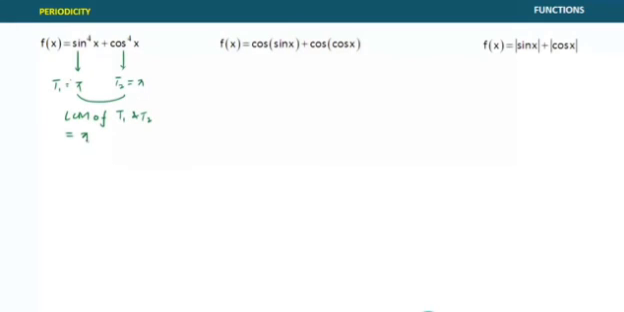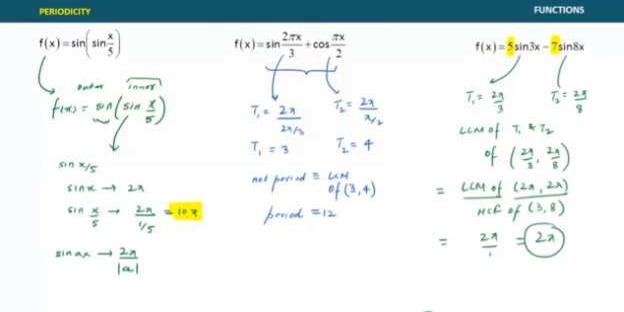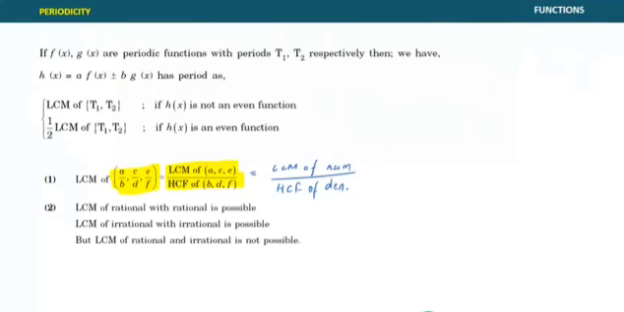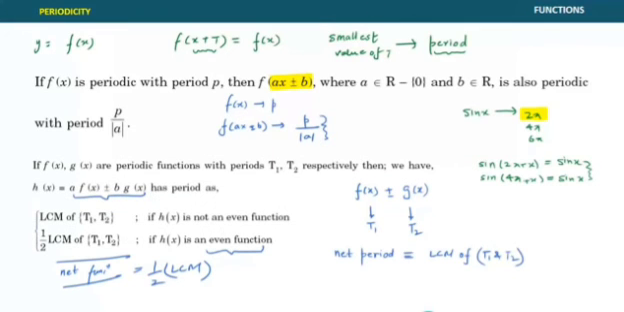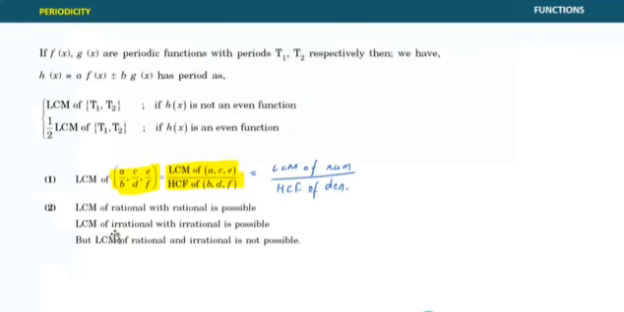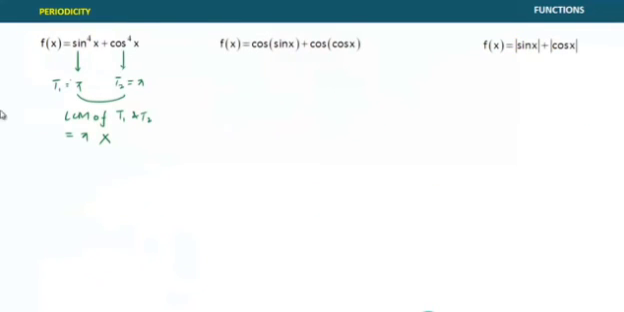So you should have said the answer is pi, but this is the wrong answer. Remember, the answer is not pi here. I highlighted a particular formula in this slide: if h(x) is an even function, that is, this complete function is even, then the answer is half times the LCM of T1 and T2. Now let me show you how we apply this here.